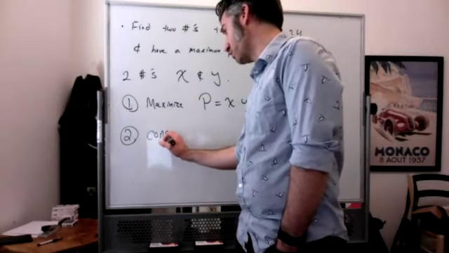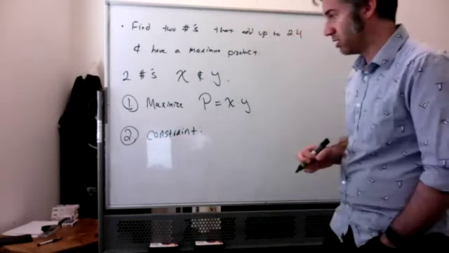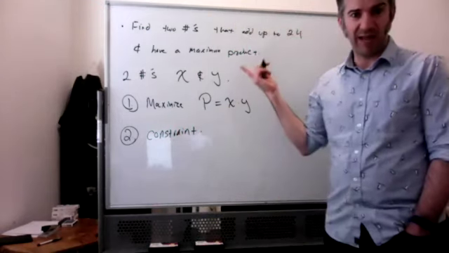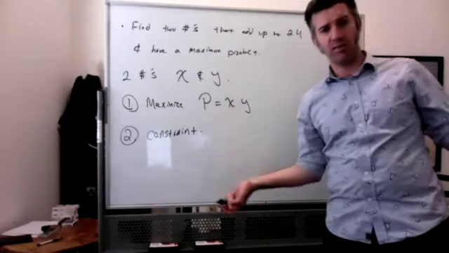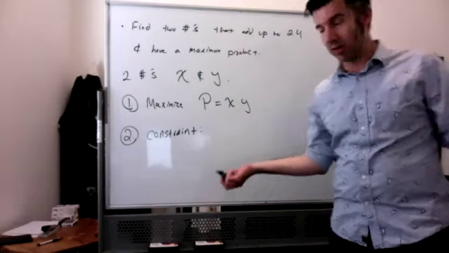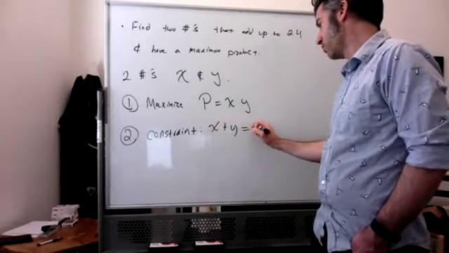So here our constraint, our limiting piece of information, is that the numbers have to add to 24. Right? They can't just be anything. If you could pick any numbers, you wouldn't be able to find the maximum because you could be as big as you wanted. But the numbers have to add up to 24.